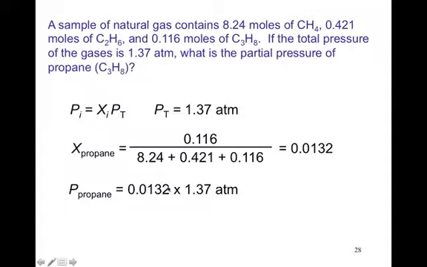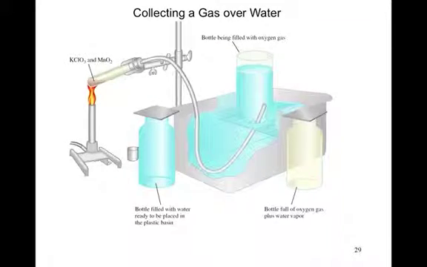So then all we have to do is multiply our mole fraction by our total pressure, P_T, which is 1.37 atmospheres, given to you in the problem, and you have the partial pressure of propane is 0.01 atmospheres. So that's how you'd solve a problem like that.